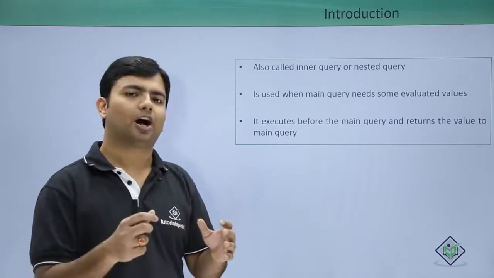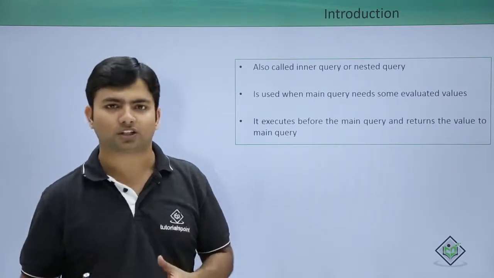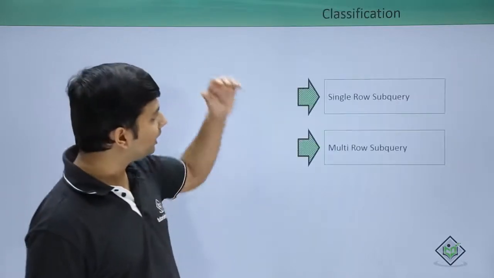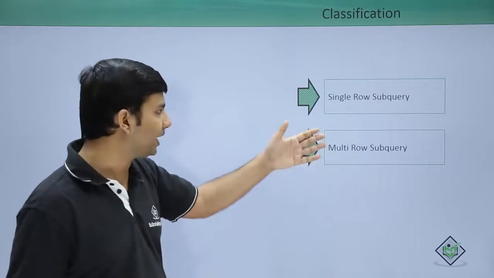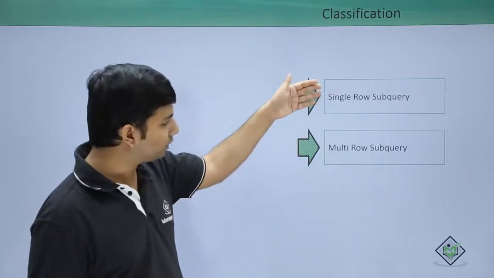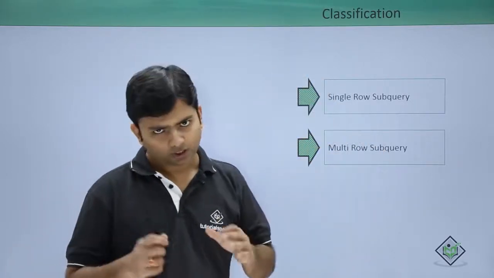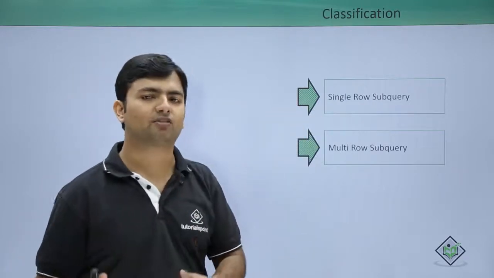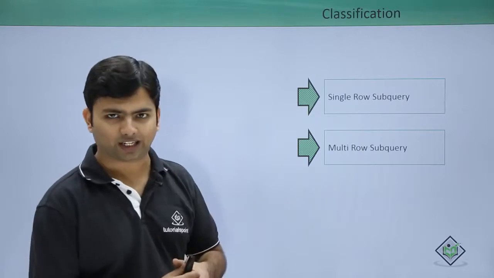So let's see how we can implement these subqueries practically. By the time you are implementing them, you will come across a couple of types of subquery, that is single row subquery and multi-row subquery. We will start with the single row subquery, in which the subquery will only return one value.